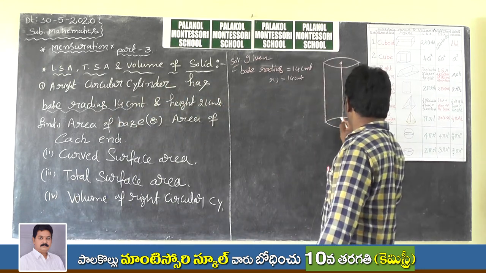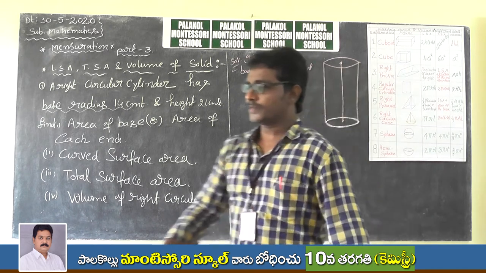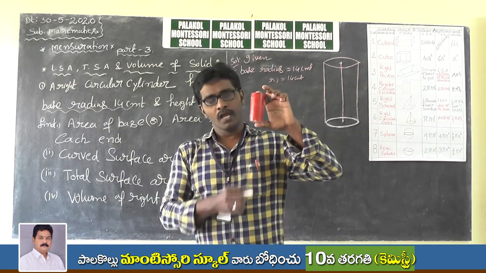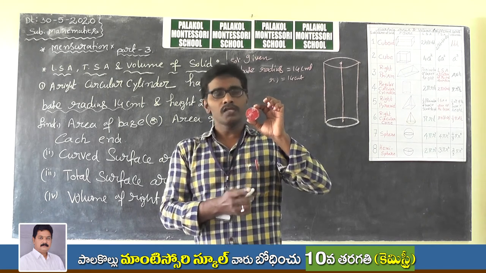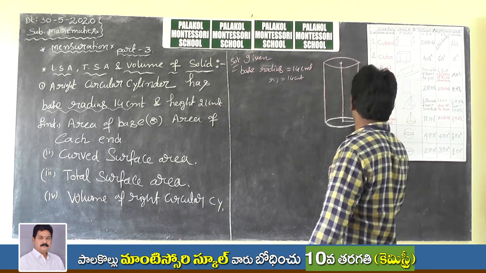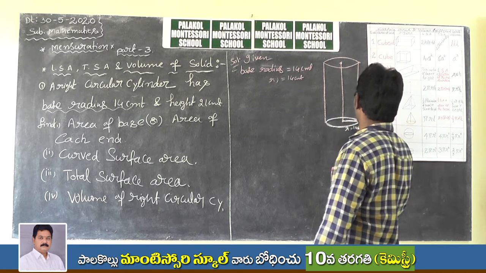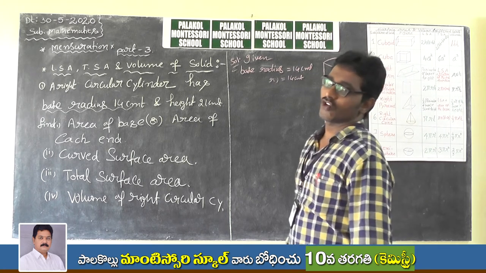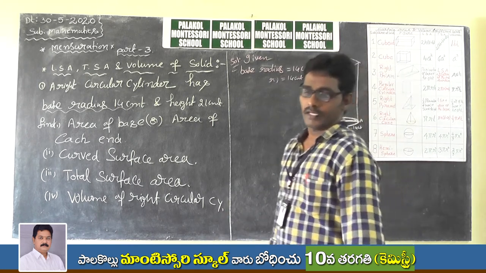Immediately identify it in the figure. This is the base. What is the shape of the base? Circular base. See this model, it is like that cylinder, this red color cylinder. You observe the base. What is the shape of the base? Circular. So here the radius is given, that's why we represent small r. The small r value is 14 centimeters. Suppose this point is O and this is A. OA is the radius of the circle.